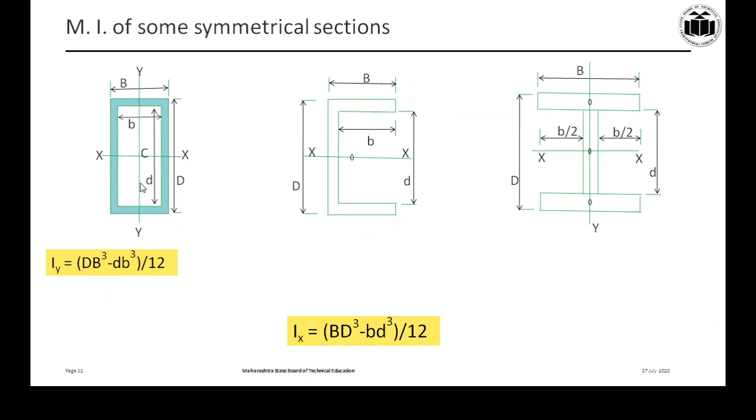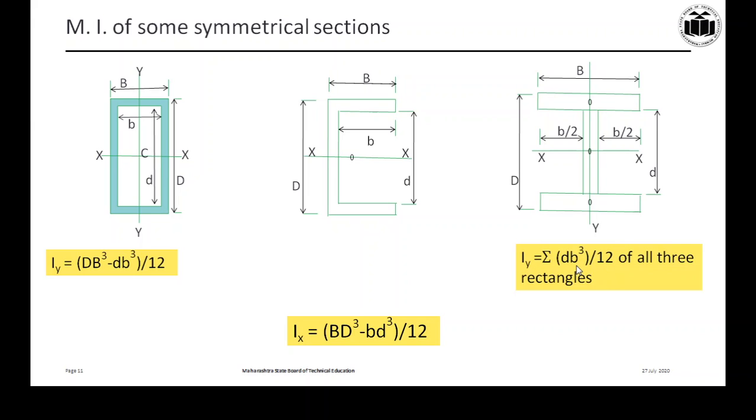Similarly, you can calculate moment of inertia about y-axis for the hollow rectangular section using the similar formula, DB cube minus db cube divided by 12. External rectangle moment of inertia minus internal rectangle hollow portion moment of inertia. For I section, you cannot use this type of formula.